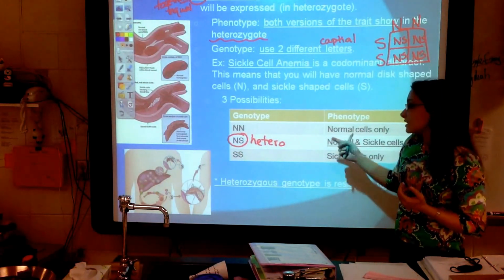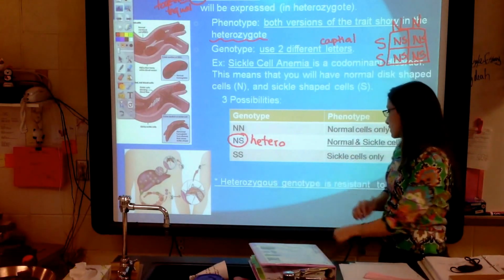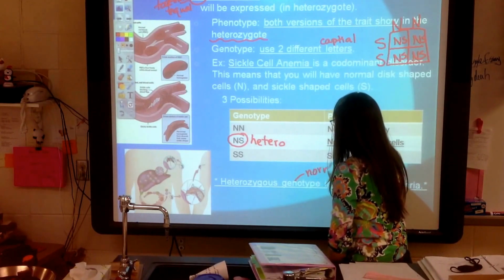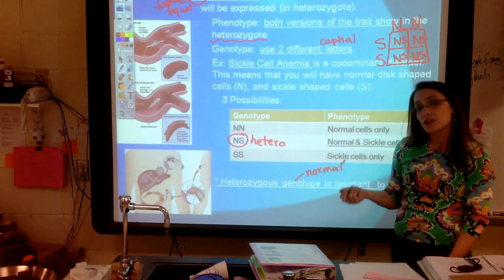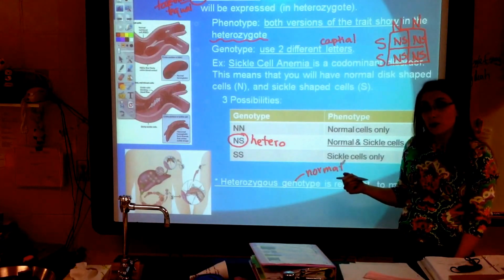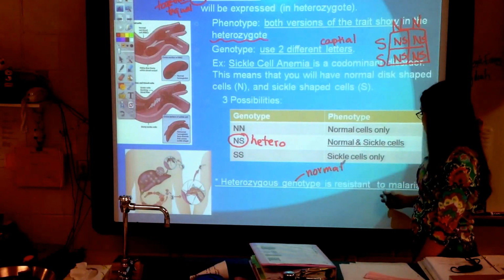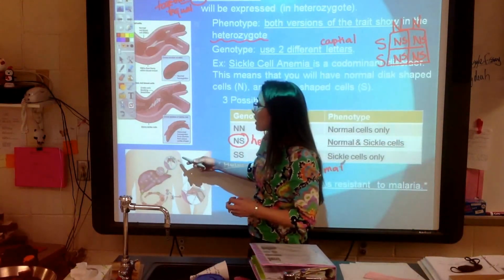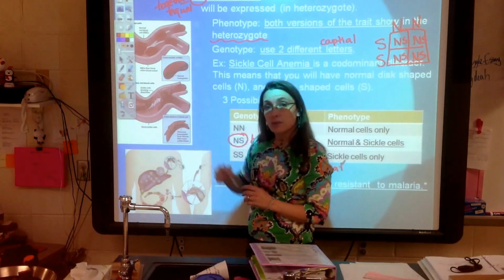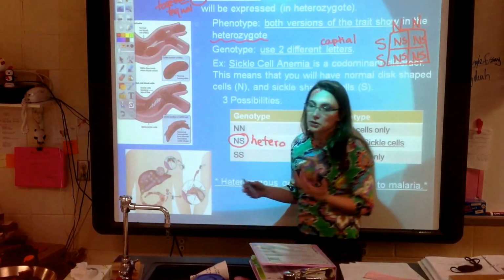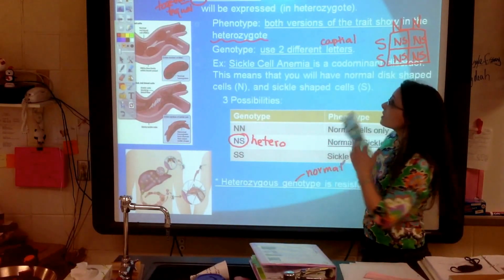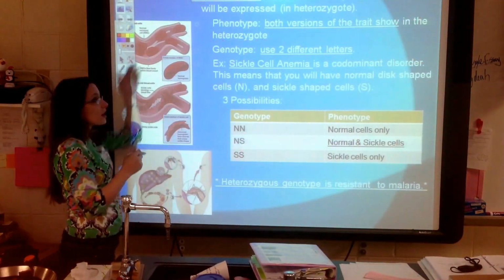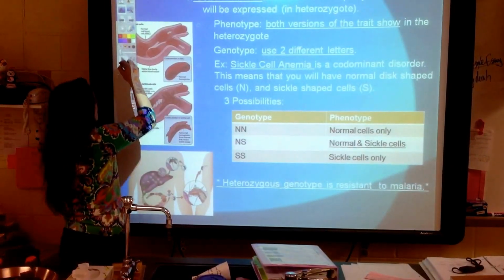Now in terms of the disease, this heterozygous person would actually be normal in appearance because they have enough normal cells to give them normal appearance, but they're actually resistant to a disease called malaria. That's because malaria hides in your red blood cells, and if you have some sickle, then you can't be infected. So this is one of the examples of non-Mendelian, because there's not a dominant and a recessive, it's co-dominant.